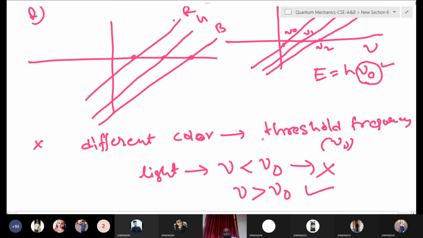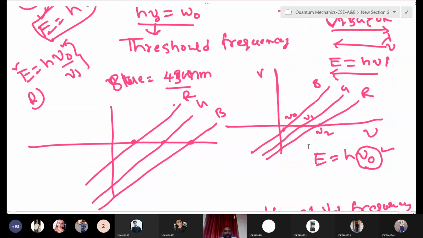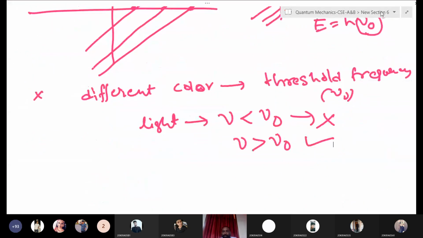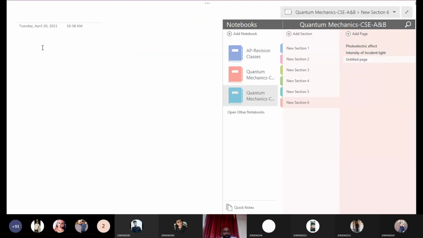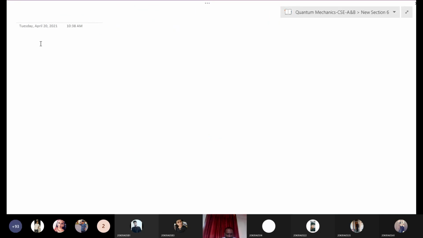If this is lesser than the threshold frequency, that energy is not sufficient to eject the electron, so in that case the photoelectric effect is not possible. Okay, this is the point we can conclude about the incident frequency. Next one. Okay, up to now clear, I think. If you have doubts, you can ask. Any doubt, please?